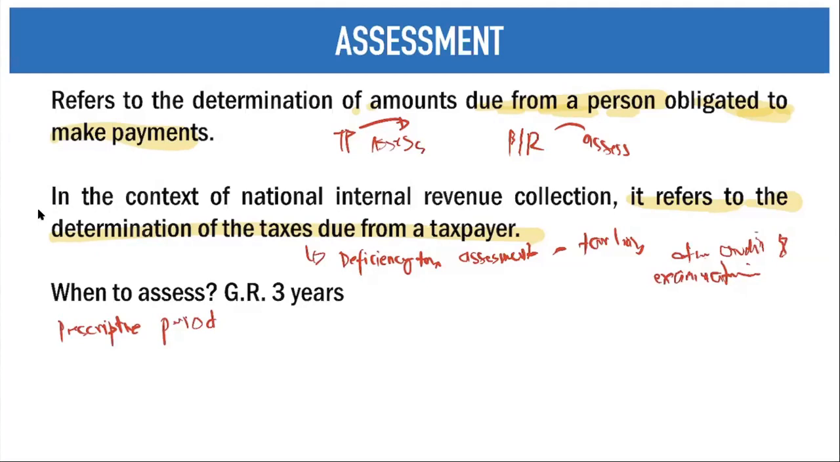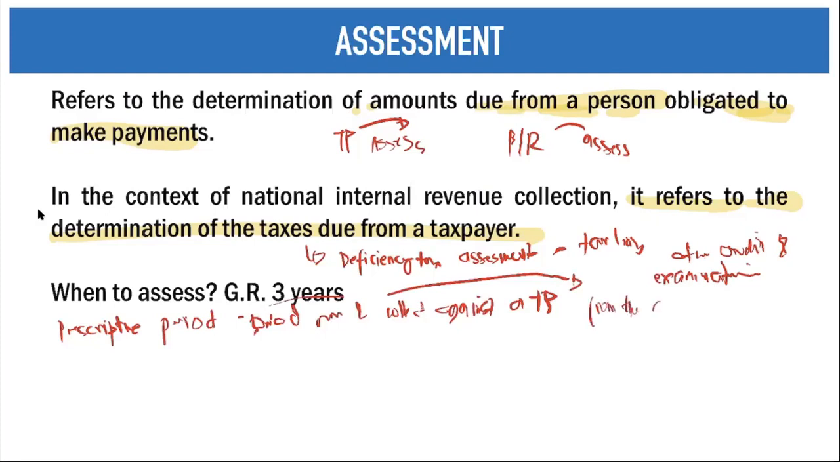So when we say prescriptive period, this is only the period wherein you can still run and collect against a taxpayer. Okay? It is the period to run and collect against the taxpayer. And what is the rule? That is 3 years from the due date or filing, whichever is later. From the due date or filing, whichever is later.